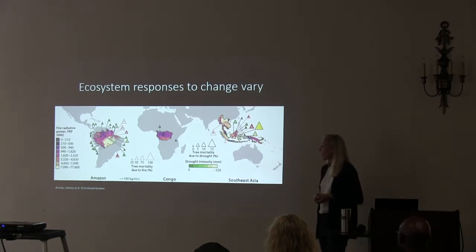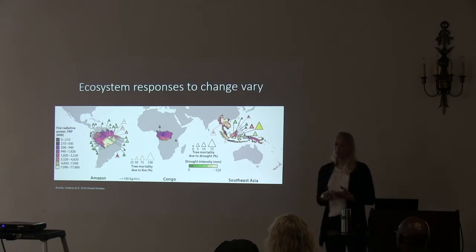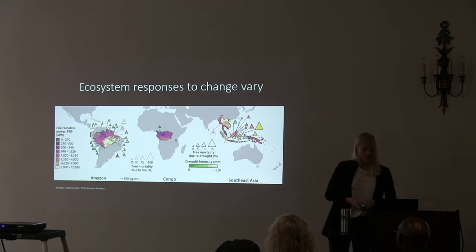A couple of things I want to highlight are that there's a huge amount of variation in the fire and disturbances these systems are exposed to, and also in how they respond to something like fire or drought. Also, you'll notice in Central Africa there aren't that many triangles. That's not because these systems aren't responding to change, but because there's a lack of information and published research on the topic.